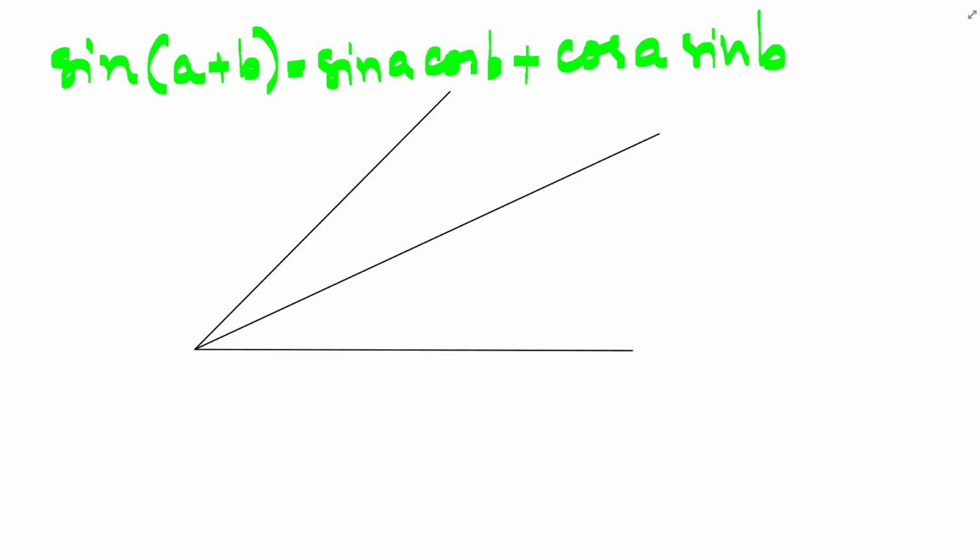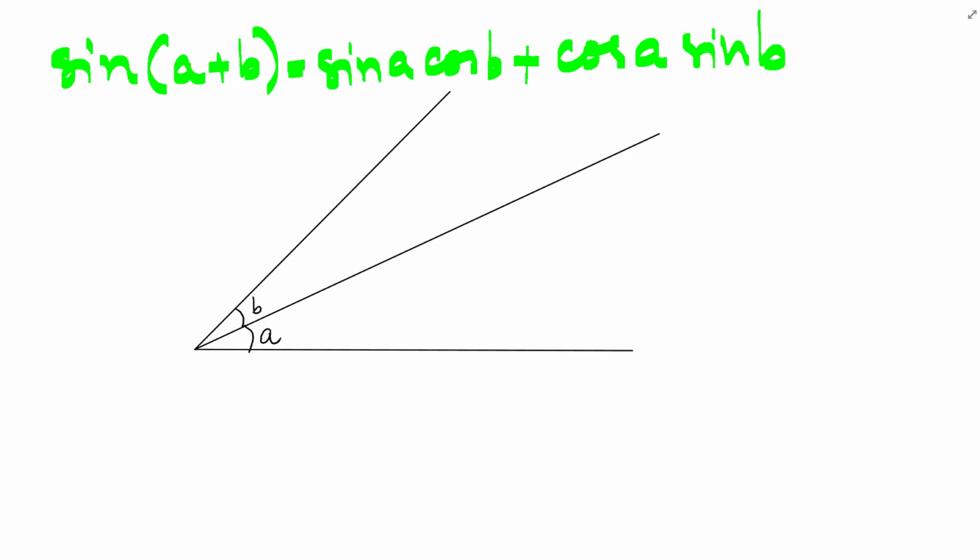In this video, we are going to prove that sine of a plus b equals sine of a times cosine b plus cosine a times sine b. So let's start by having this picture of two angles. This would be angle A and this would be angle B.